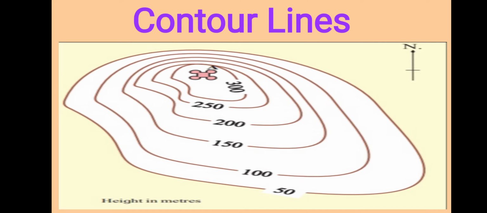Now see what contour lines are. The lines that join places with the same altitude or height on a map are called contour lines. See in this figure, every circle line is denoted by a number. It is the height of that particular place. The line of 50 denotes 50-meter height of that particular mountain or fort. 100 meter shows 100-meter height, 150 meter shows 150-meter height.